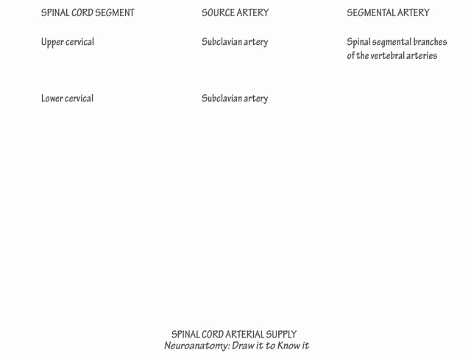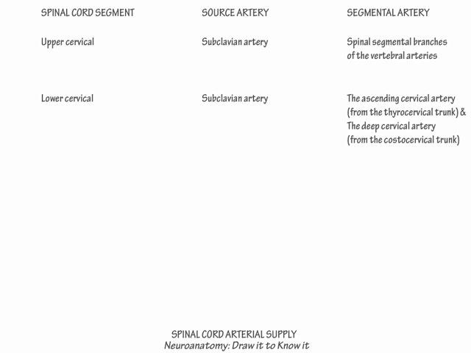Throughout the cervical spinal cord, the source artery is the subclavian artery. The segmental arteries in the upper cervical spinal cord are the spinal segmental branches of the vertebral arteries, and in the lower cervical spinal cord, they are the ascending cervical artery from the thyrocervical trunk and the deep cervical artery from the costocervical trunk. In the thoracic and lumbar spinal cord, the descending aorta is the source artery.